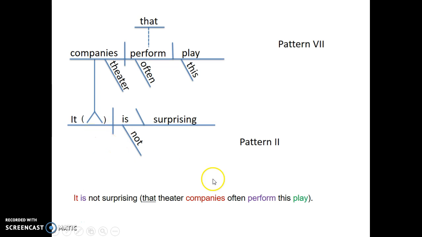And then we move on to the appositive. This one is kind of a straightforward regular diagram where you have subject companies, perform is the action verb, and perform what? Perform a play is the direct object. So we diagram that, and then we just put in our modifiers. Theater is an adjective describing company, often is an adverb telling when, goes below the verb, and then we have this, which goes with play.